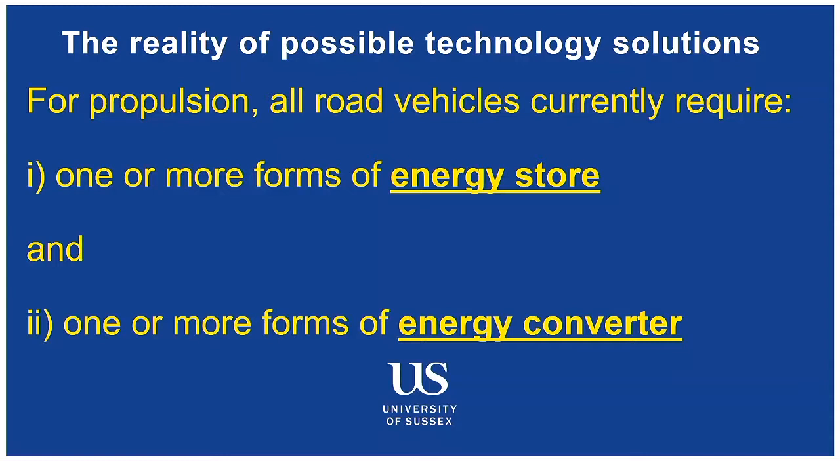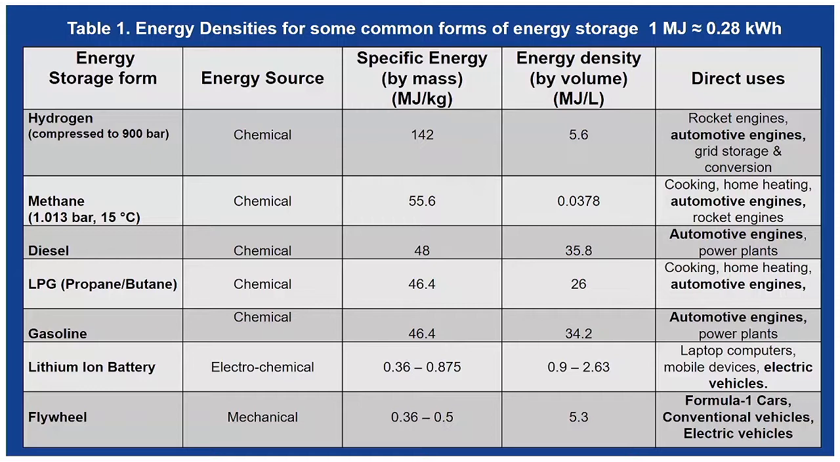Now, two bits of technical information. All road vehicles currently require an energy store of some sort. You might not recognize your energy store on your vehicle, but you've got one, and you've got an energy converter. So let's just look at the different types of energy store. There are some numbers. These are important forms of energy store. The familiar ones would be fuel, gasoline fuel, for example. It's the most common one, or diesel fuel.